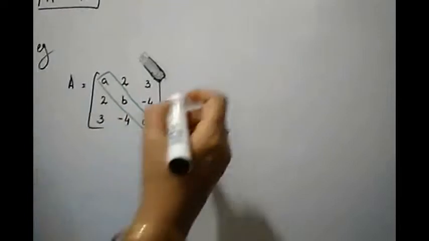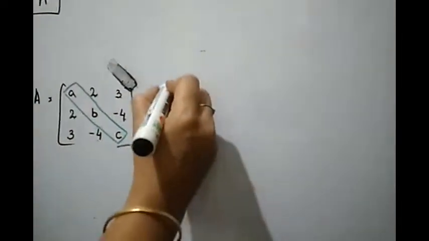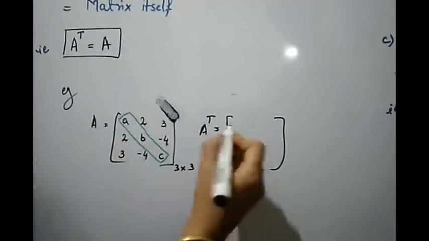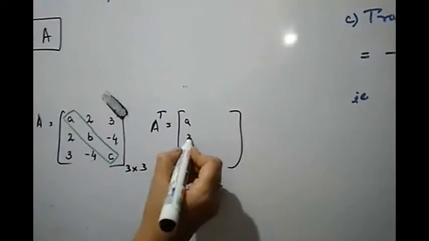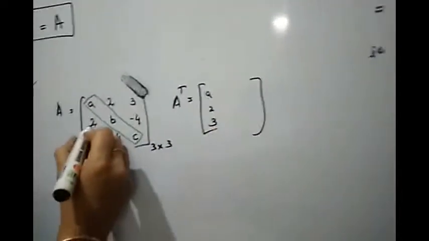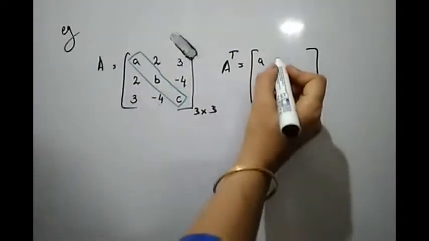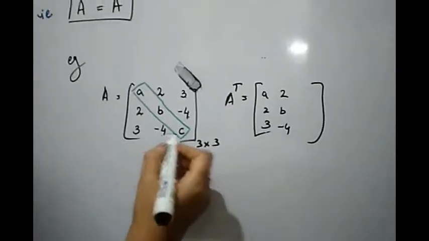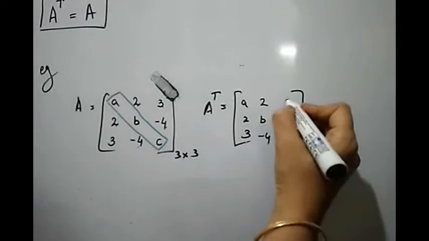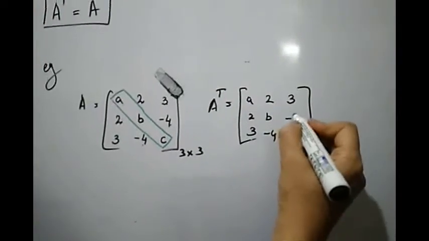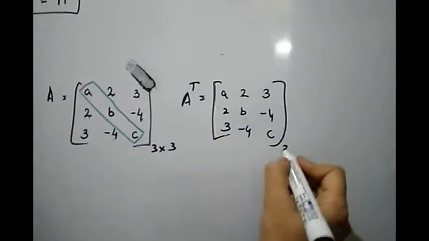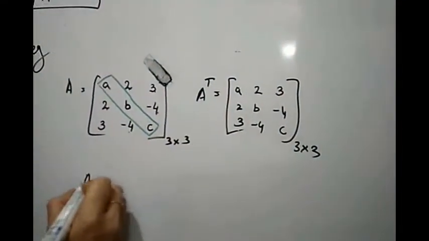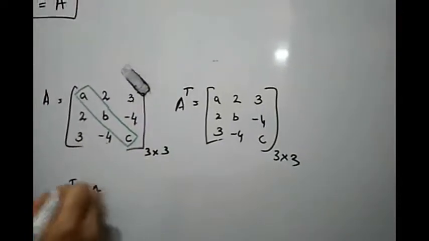Now when we transpose it, A transpose will be equal to the first row A, 2, 3 written in the first column. Second row 2, B, minus 4 is written in the second column. And 3, minus 4, C, which is in the third row, is written as 3, minus 4, C in the third column. Now, when we compare both the matrices, we can see that A transpose is equal to A.